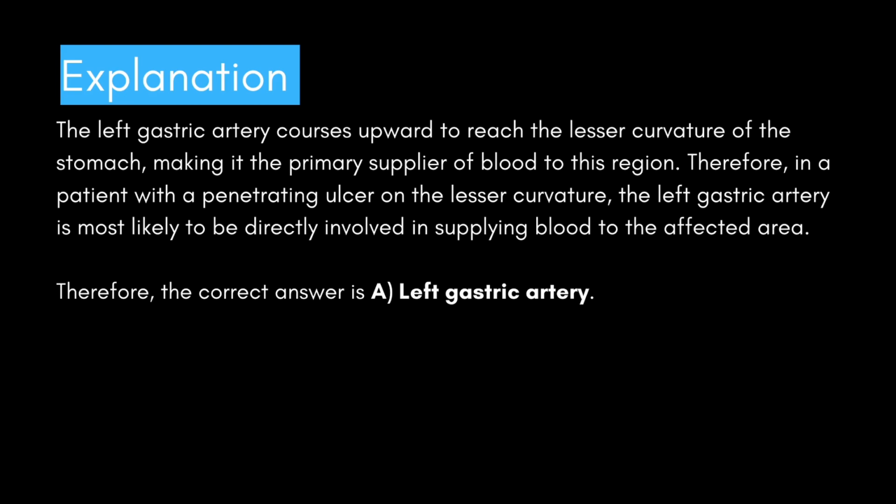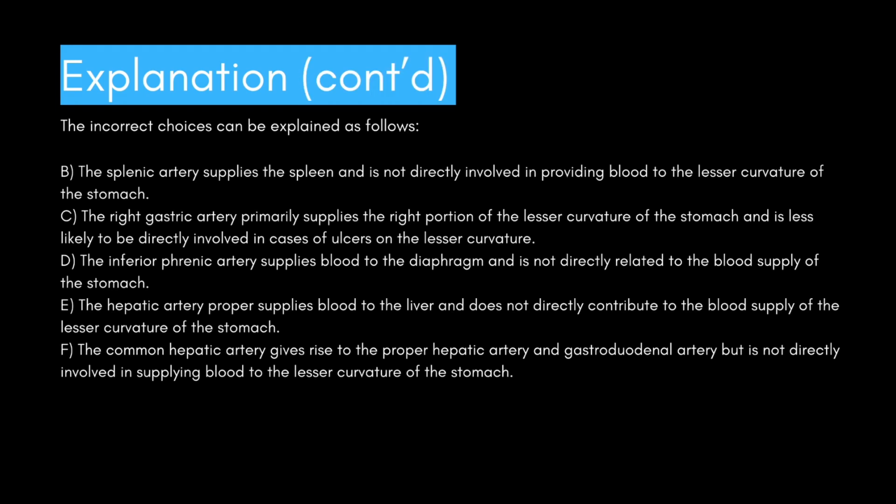The left gastric artery courses upward to reach the lesser curvature of the stomach, making it the primary supplier of blood to this region. Therefore, in a patient with a penetrating ulcer on the lesser curvature, the left gastric artery is most likely to be directly involved in supplying blood to the affected area. Therefore, the correct answer here is A, left gastric artery. Let's go ahead and take a look at why the other answer choices are incorrect.